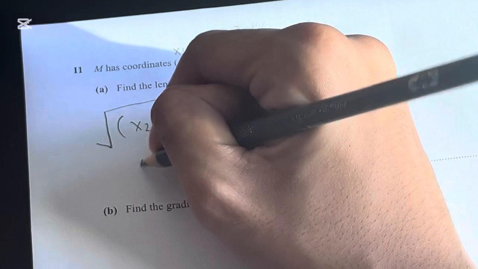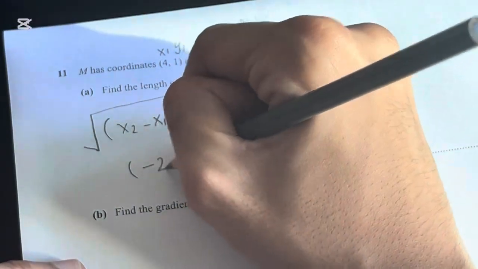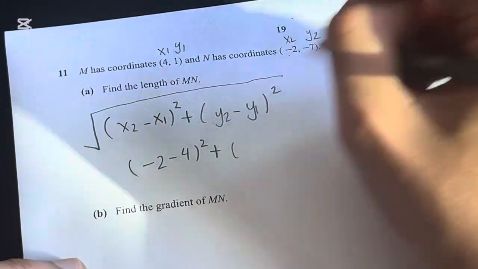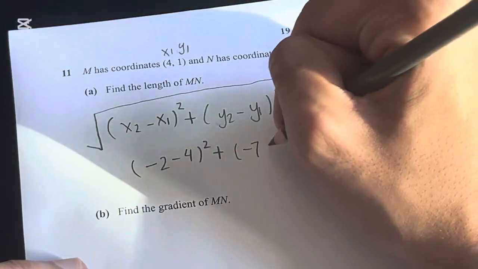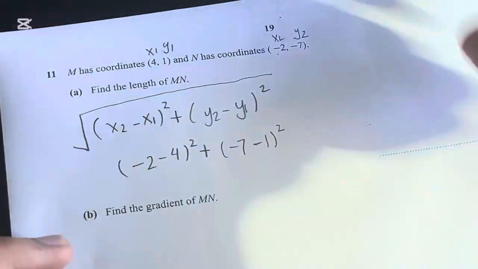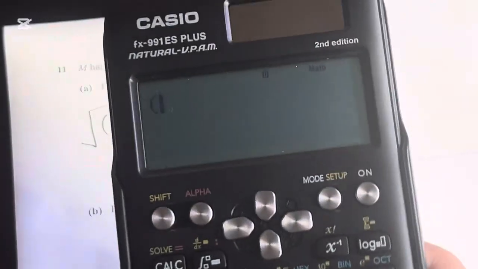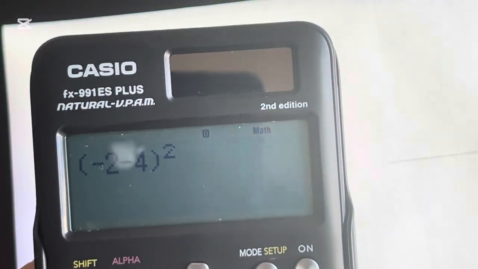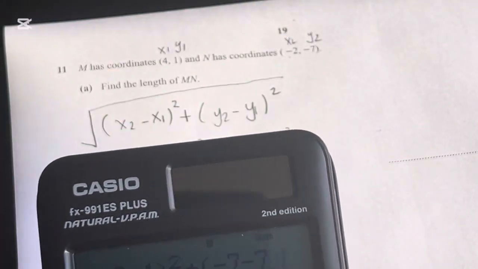So we have x2, which is -2, so -2 minus 4 whole squared plus y2, which is -7, minus y1, which is 1, so -7 minus 1 whole squared. Now let's put this into our calculator. So we have -2 minus 4 whole squared plus -7 minus 1 whole squared.